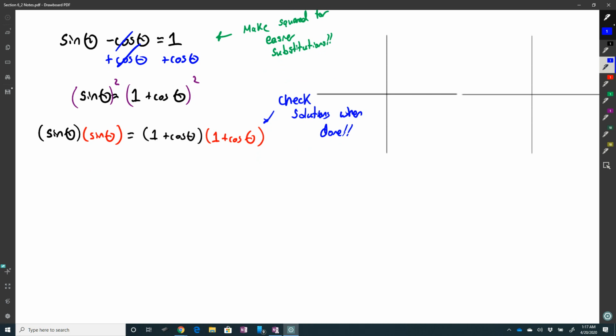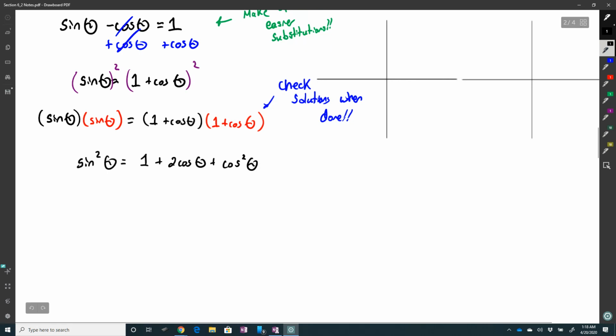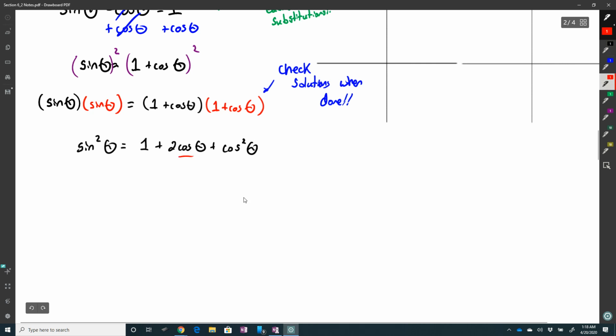All right, but anyway, so we work it out and we get sine squared theta. Here, I would have to FOIL it out, and I get 1 plus 2 cosine theta plus cosine squared theta. Okay. Now, since cosine is the variable that's here, I can actually turn everything into cosines so that I can work with it. So this term right here, sine squared theta, I'm going to change that to be 1 minus cosine squared theta.